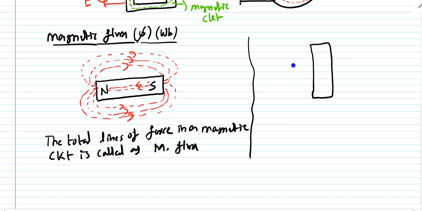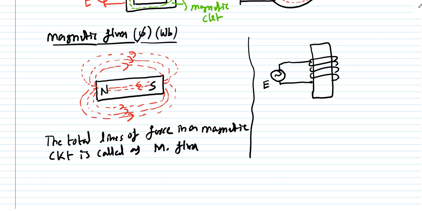On the core, a conductor coil has been wound like this, and this conductor coil is excited with some AC voltage E. It is going to draw the current I flowing through this conductor. As current flows through this conductor, it is going to produce a magnetic field.